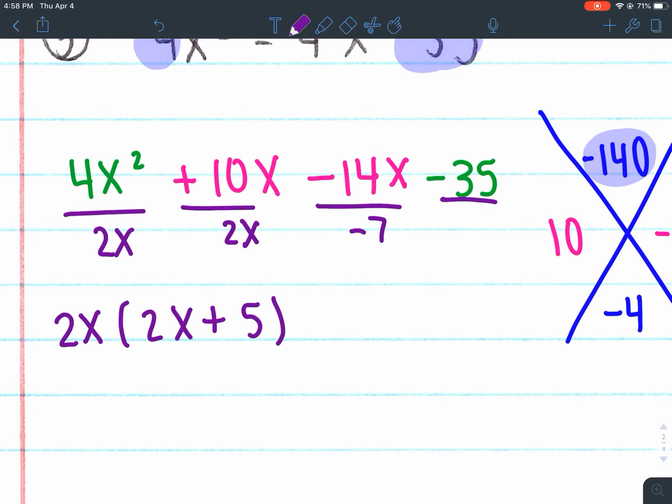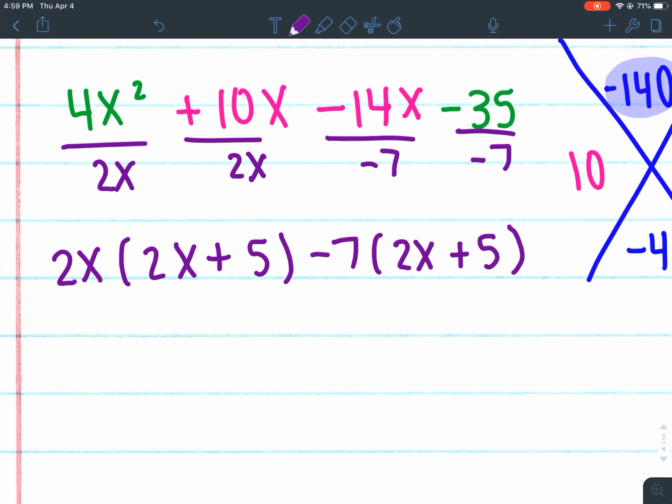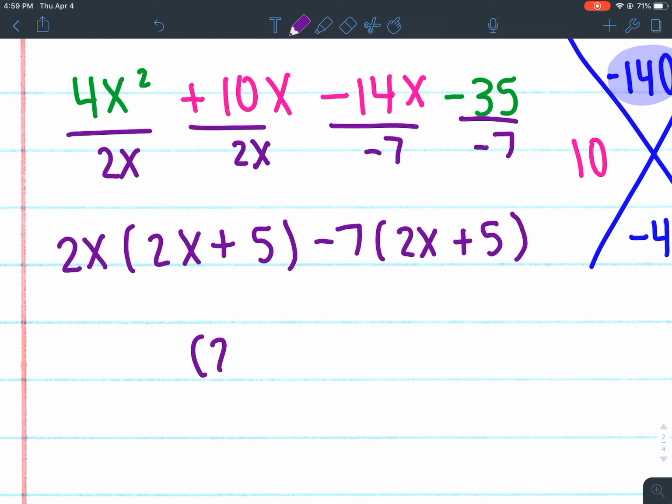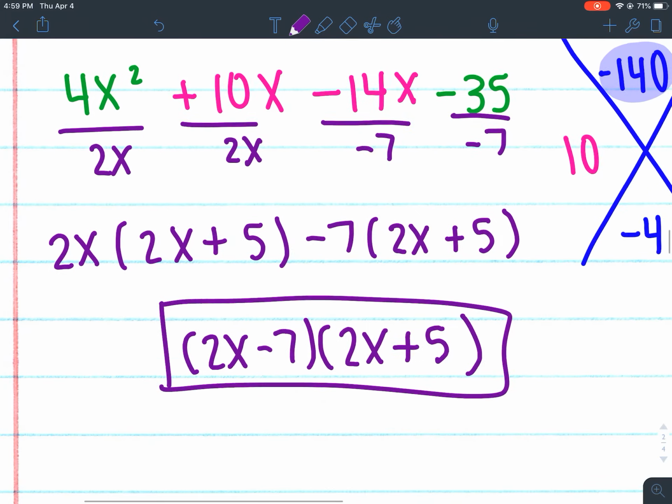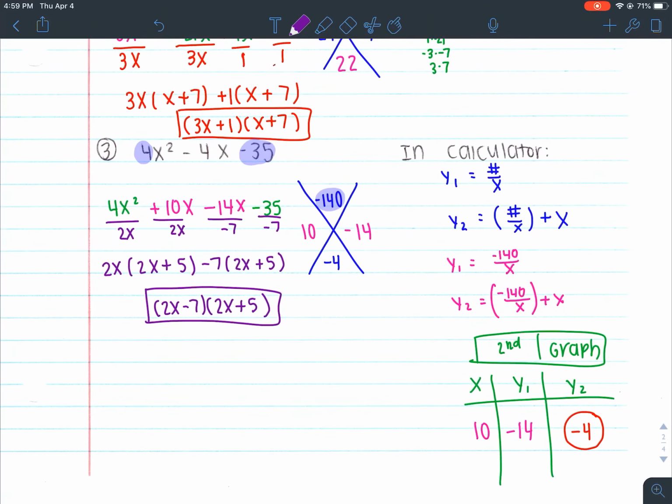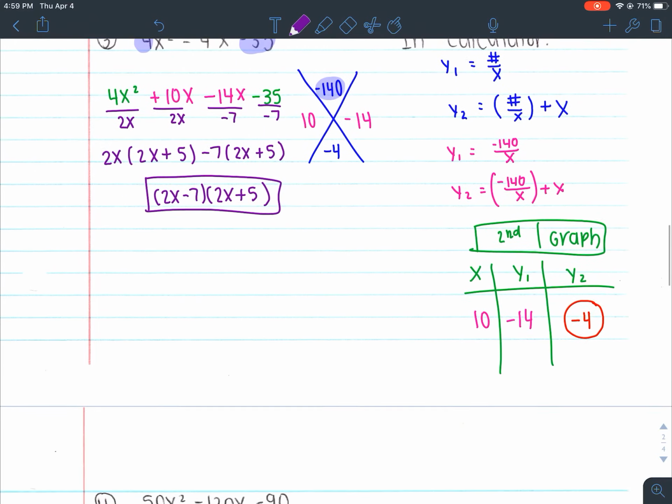Over here, my GCF is negative 7. That's going to give me positive 2x plus 5. And the parentheses match, so I did that correctly. Okay, so those are my two factors. This one was a bigger number, so I used the calculator to help me with this one.